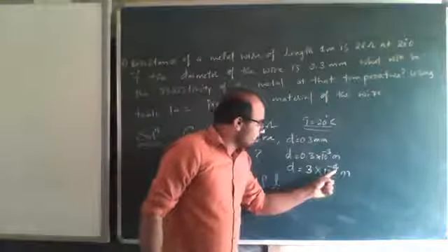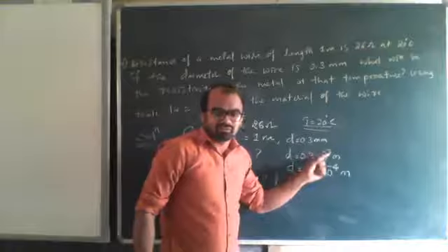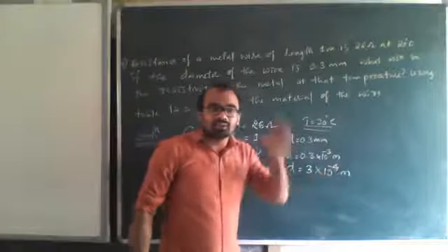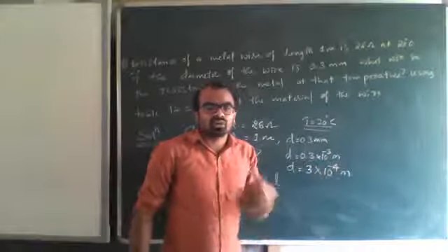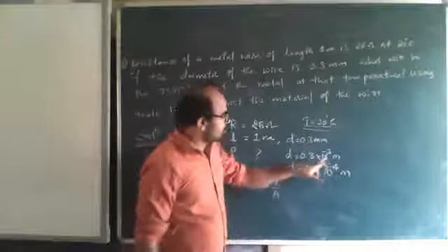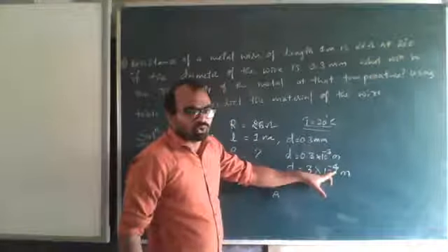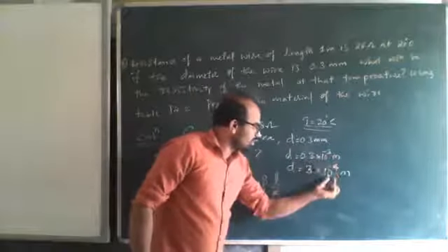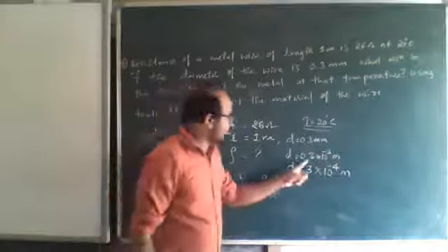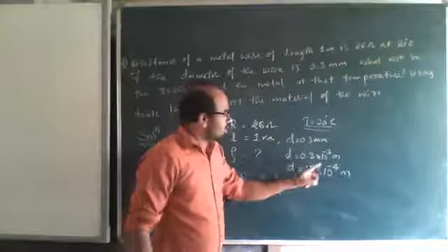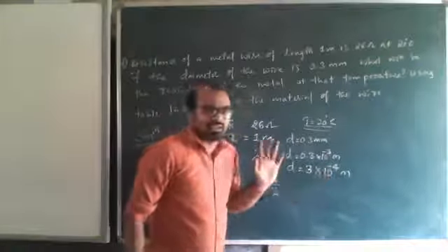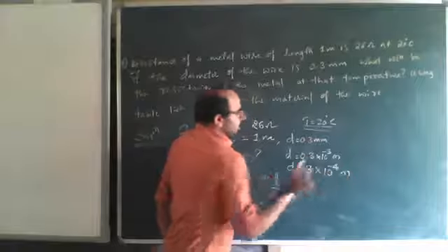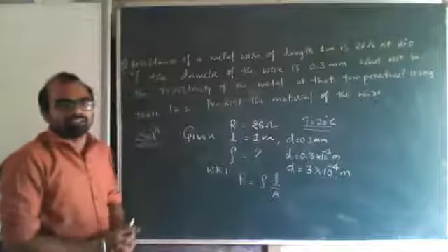Minus 4 is less than minus 3. When minus comes, bigger numbers become less and smaller numbers become more. So minus 3 is greater than minus 4. Here I increased the value, so we have to decrease the power by 1, because I moved the point by 1 place. So d equal to 3 into 10 to the power minus 4 meter.